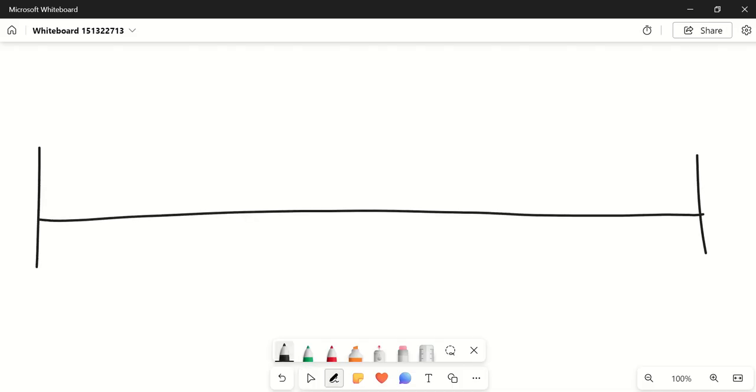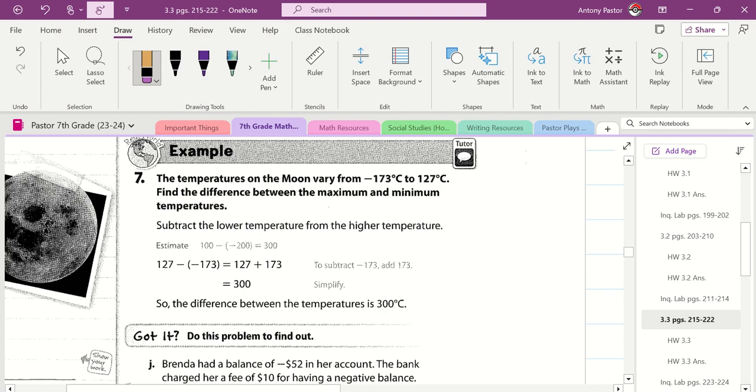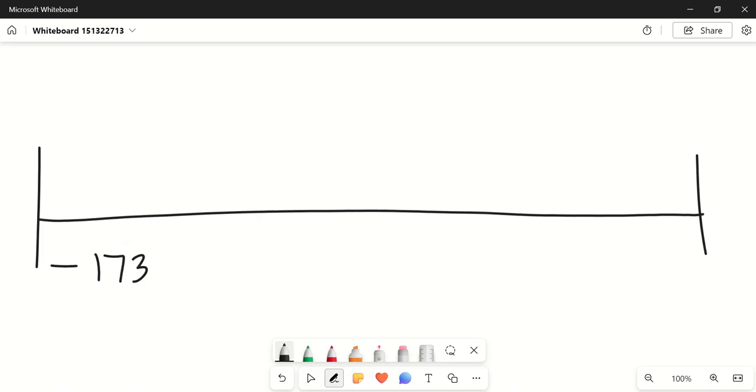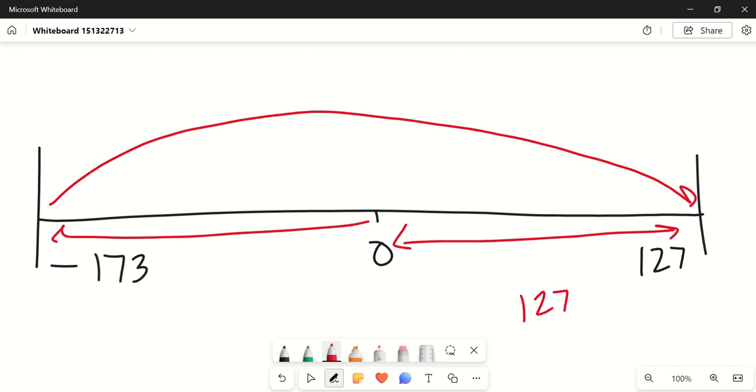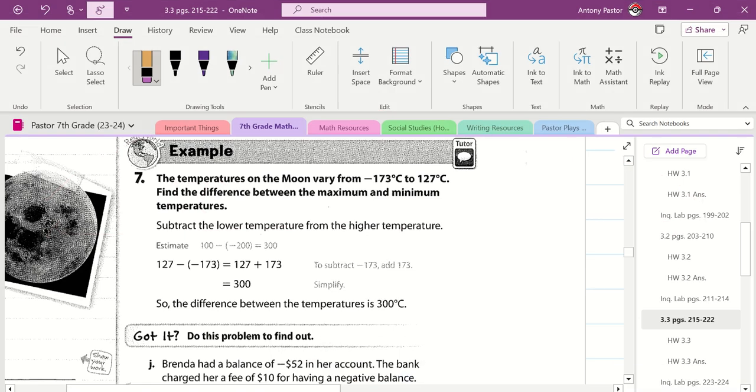With our number line, our extreme low temperature is negative 173 degrees. The extreme high is 127 degrees. 0 will be somewhere here in the middle. How many units of numbers are between here? There's going to be 127 from here to here, and 173 from here to here. Even though it's negative, it's still there. So what we want to do is find the difference between the two temperatures. So what we start off with is 127 minus negative 173.